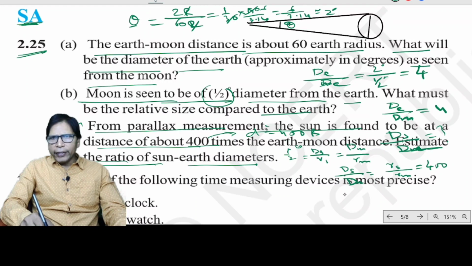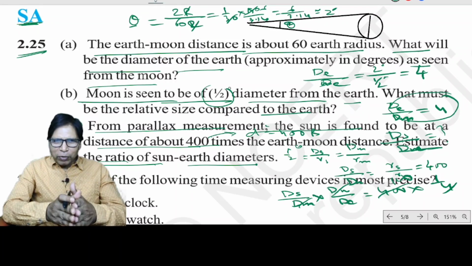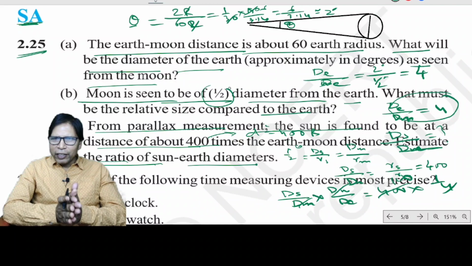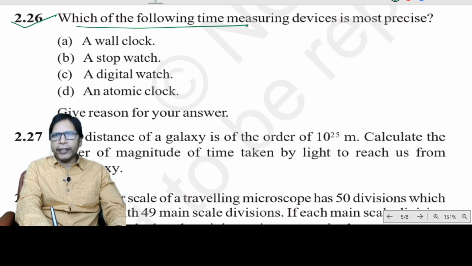Now, D_s by D_m into D_m by D_e equals 400 into D_m by D_e, which equals 4. So D_m by D_e equals 1 by 4. Therefore, this and this is the 100, this and this cancel out. So diameter of sun by diameter of earth equals 1 by 100. Okay, understood?